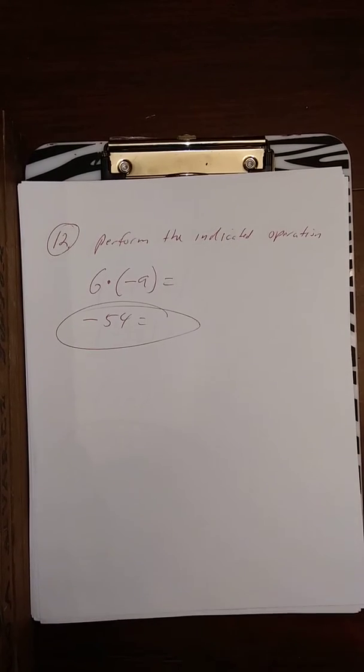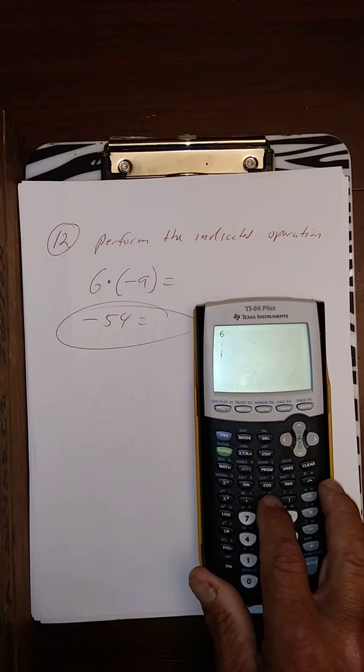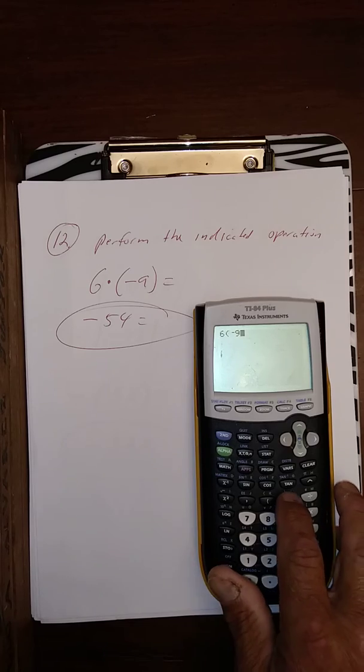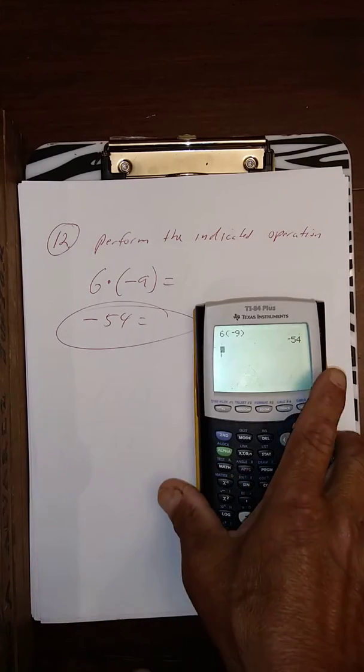Alright, next one. Multiply those two numbers. Okay. So 6 times a negative 9. Enter is a negative 54. That's what we got.